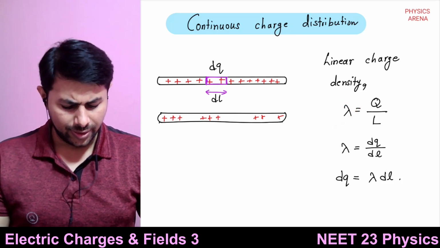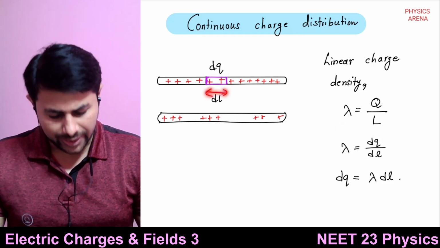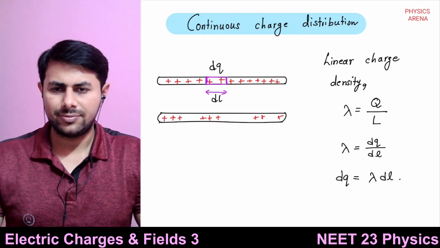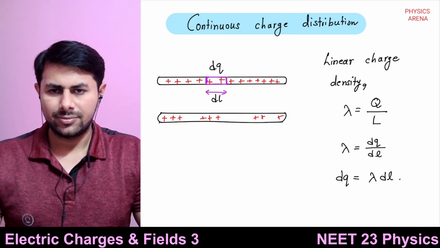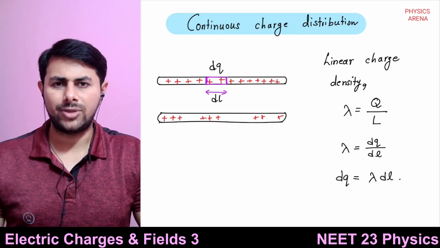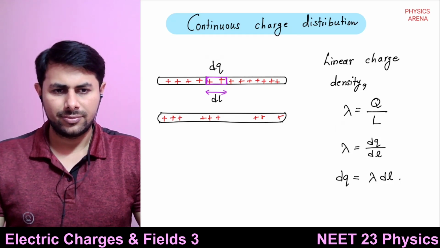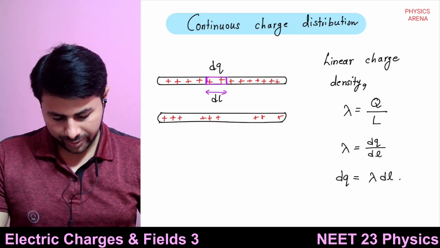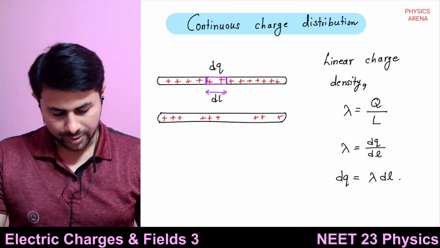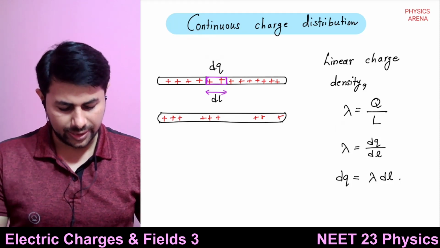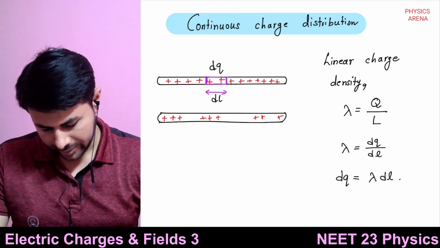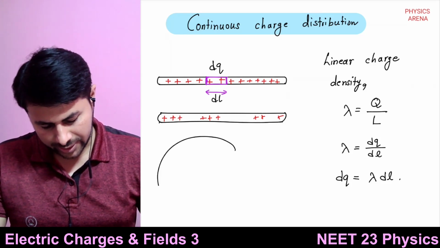Knowing the length, we can find the charge. Is it clear? And this we can do only when the charge is uniformly distributed. All right, so this is called continuous charge distribution. Then we can take another example of a linear body, for example, a ring.